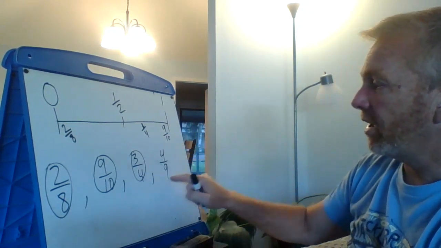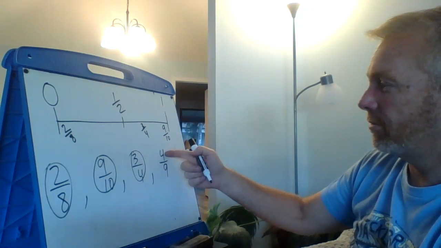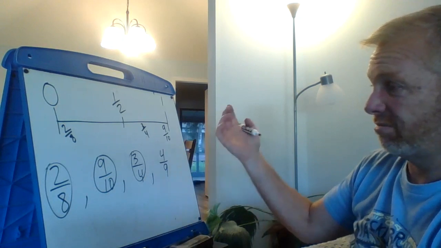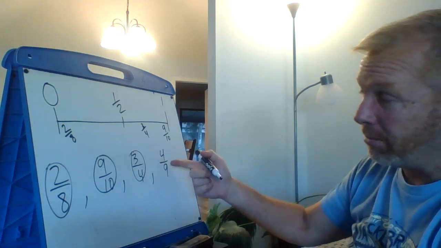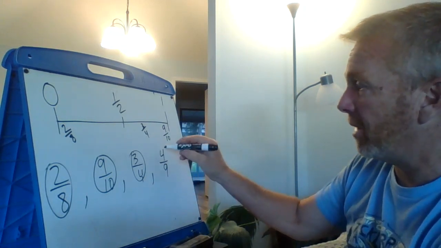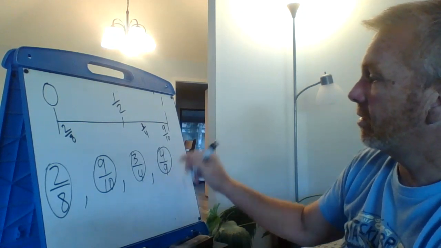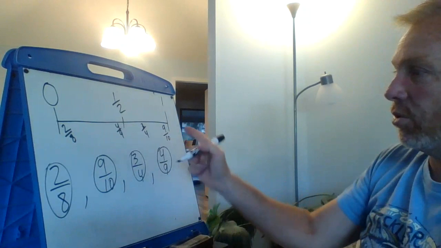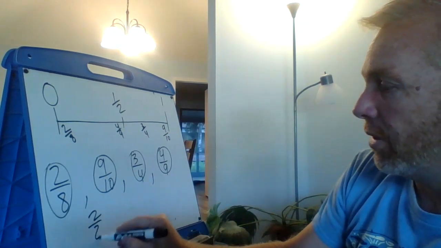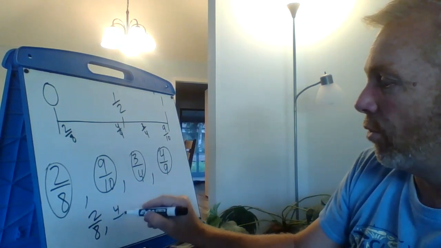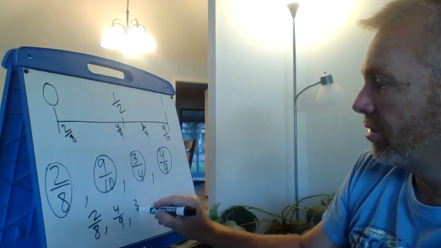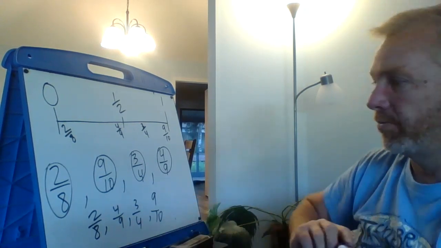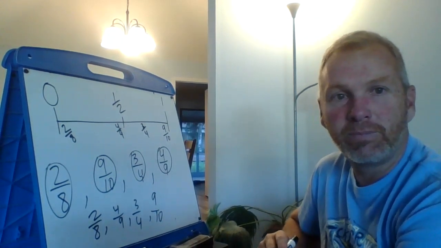And then we have 4/9. Well, 4 is half of 8, so we know that this is a little bit less. Just a little bit less, but it doesn't matter. So if I put these in order: 2/8, 4/9, 3/4, 9/10. Pretty simple.